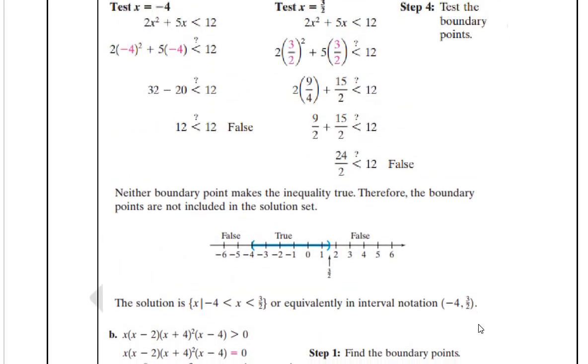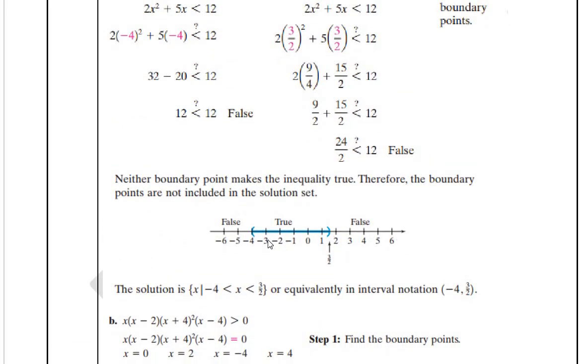So therefore our final answer is going to be between -4 and 3/2, because that was where we had the true. So here it is in set builder notation, and here it is in interval notation. You must know both, né?